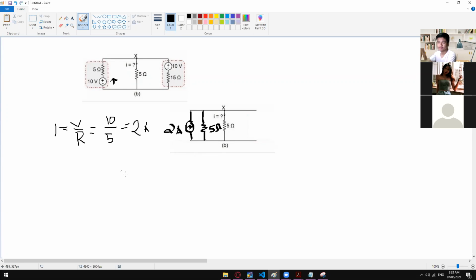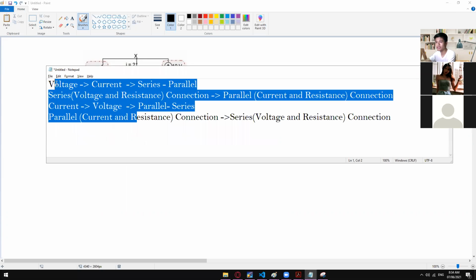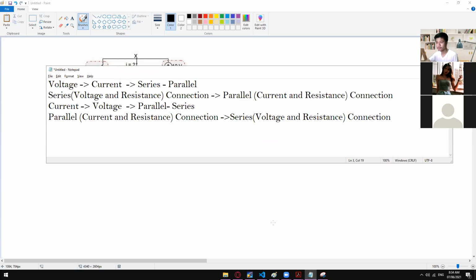So there you go. Are we clear so far? Did you guys get the idea on how to convert a voltage into a current? Okay, how about the others? I hope you guys got the idea also. So this is actually purely Ohm's law. If you know Ohm's law, and you know how to convert a voltage to current and current to voltage, then you're good to go.